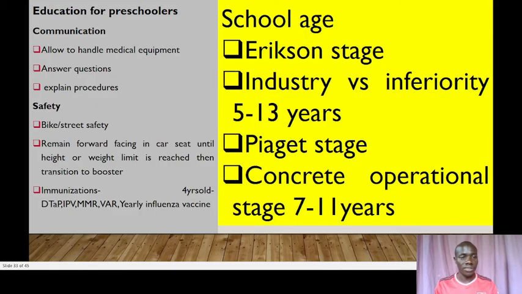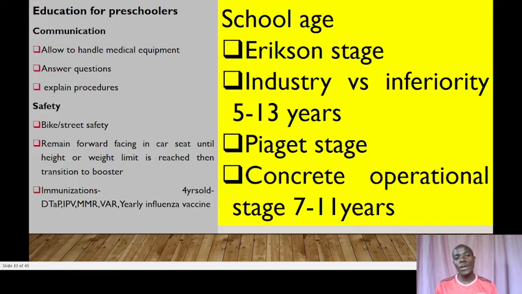In terms of education, you are supposed to educate the parents and the children. You allow these children to handle medical equipment, answer simple questions, and explain procedures. In terms of safety, especially bike safety, they have to use a helmet. They remain forward facing in a car until the height and weight limit has been reached, then transition to the booster. Then you continue with vaccinations, especially the yearly influenza vaccine.